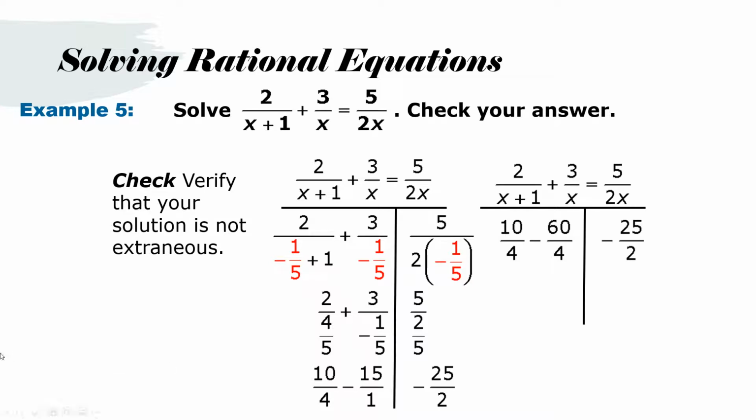Okay, what happens? So 10 over 4 minus 15 over 4. In your lesson in grade 4, when we are going to subtract dissimilar fractions, we make them into similar ones. Okay, and they are equal. Therefore, our value of x is negative 1/5.